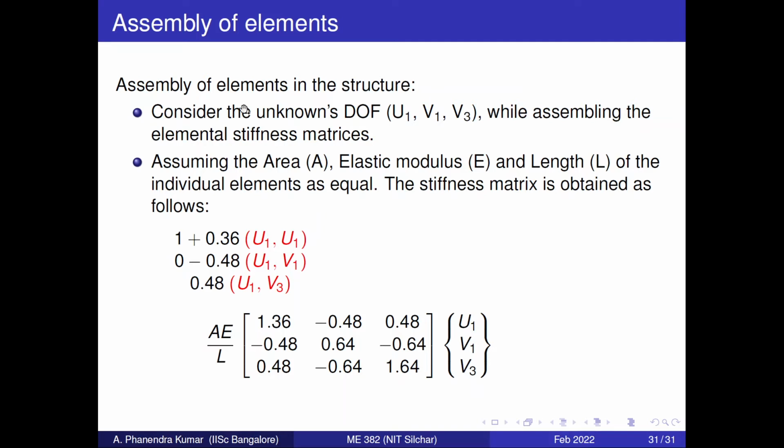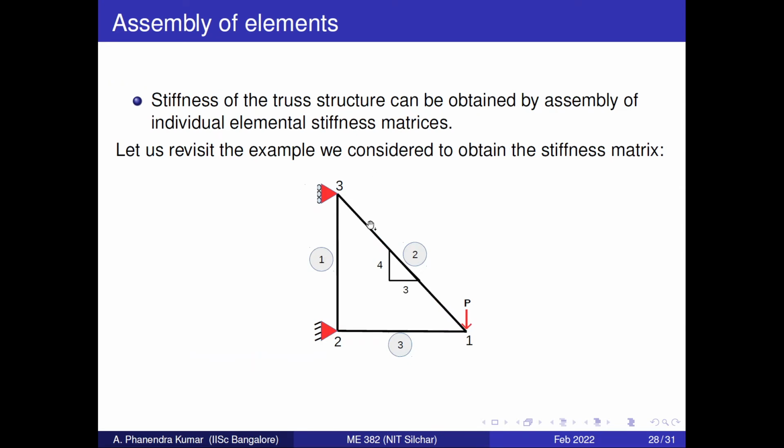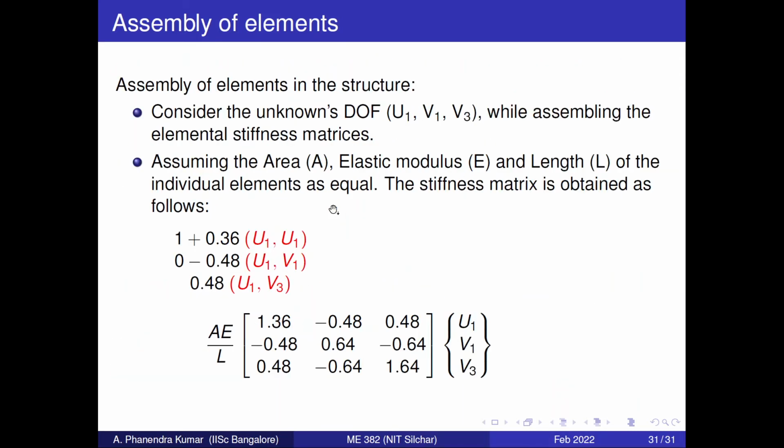In this assembly, what we are going to do is assemble only the unknown degrees of freedom. Assemble the stiffnesses with the unknown degrees of freedom which we need to evaluate. If we go back to the example, V2, U2 and U3 are known. So the unknown degrees of freedom are U1, V1 and V3. These are the 3 degrees of freedom which we need to evaluate. This is our problem. So while assembling also, we will look into these 3 degrees of freedom only.